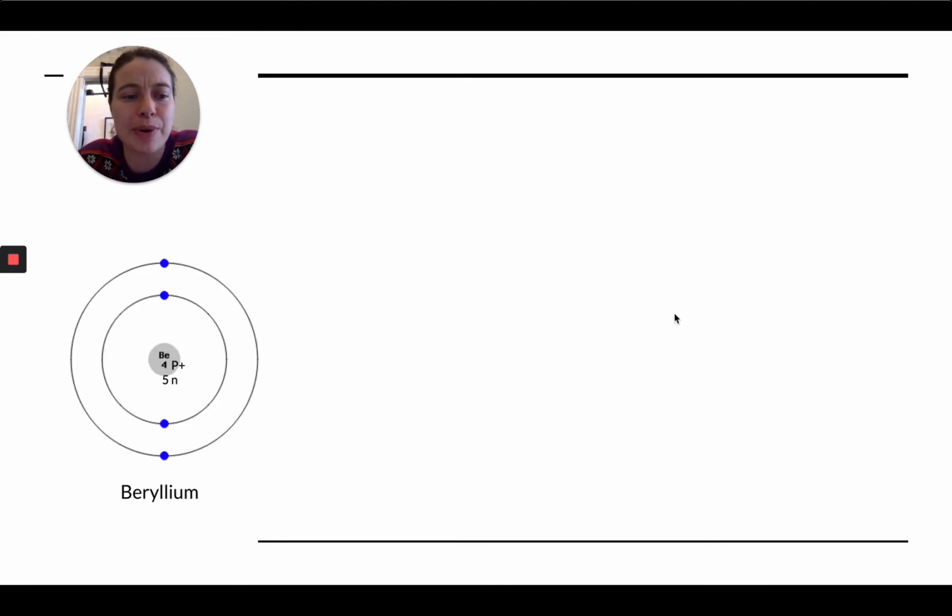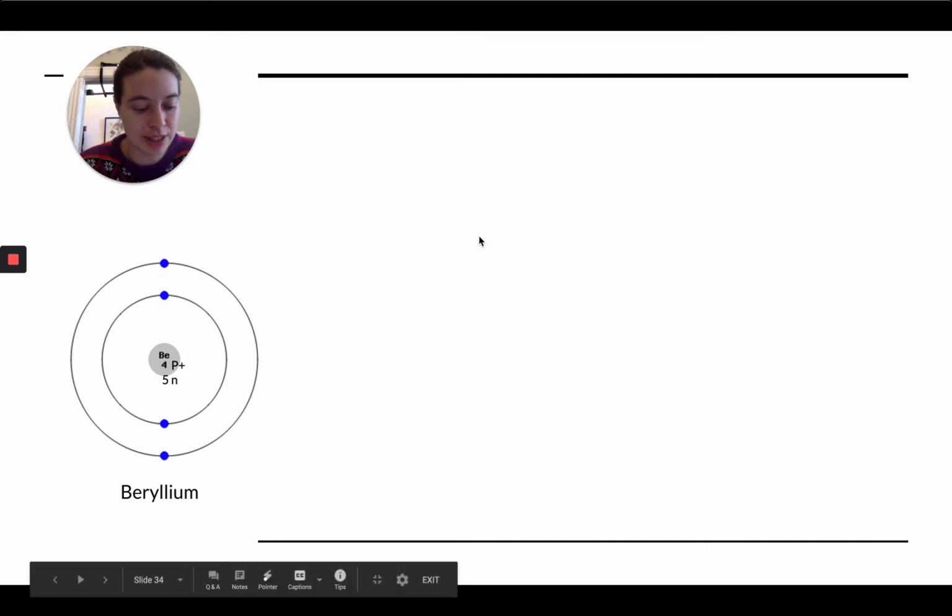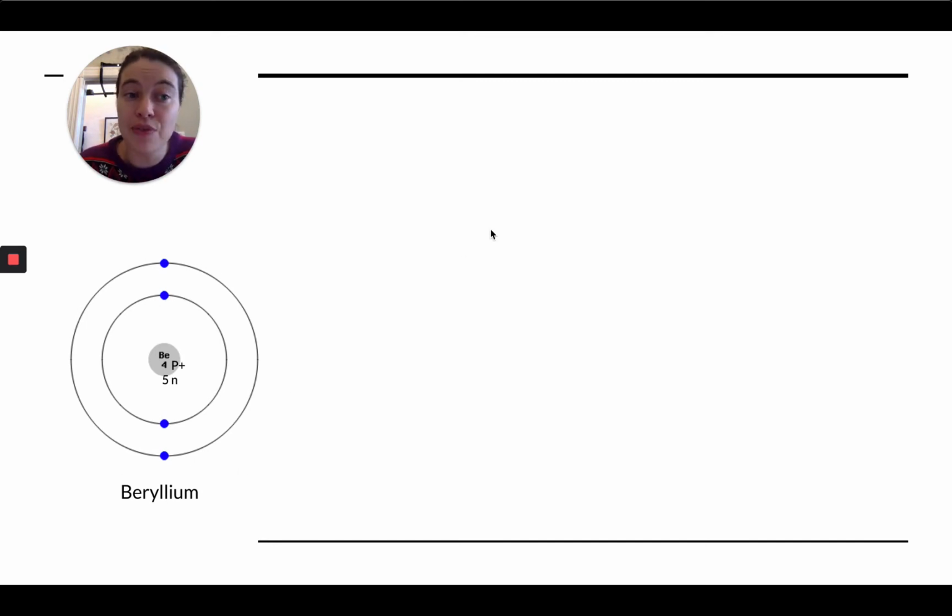So let's start with beryllium. Beryllium is in the second row of the periodic table, so here we drew 2 electron shells. It has 4 protons because its atomic number is 4, and it has 5 neutrons because its mass is 9.012, which is about 9, and 9 minus 4 gives me 5 neutrons. So knowing that I've got 4 protons to work with, that means I also have 4 electrons.